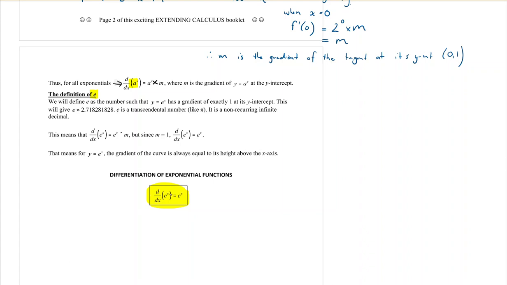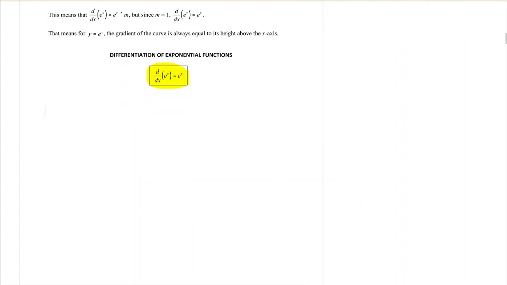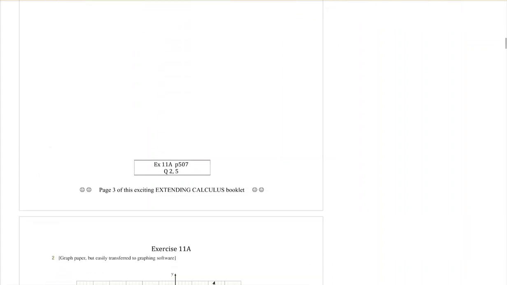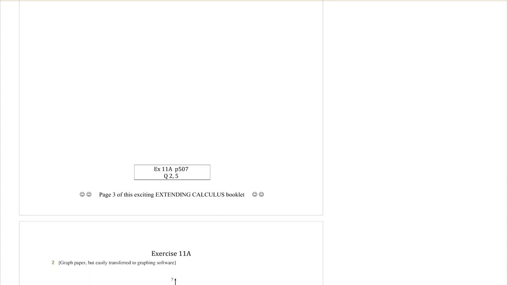You don't have to derive it every time. I said it was a bit of a discovery lesson. But what we are going to do is this exercise down here. It's exercise 11A. It's only 2 questions. I'll stop the video though.